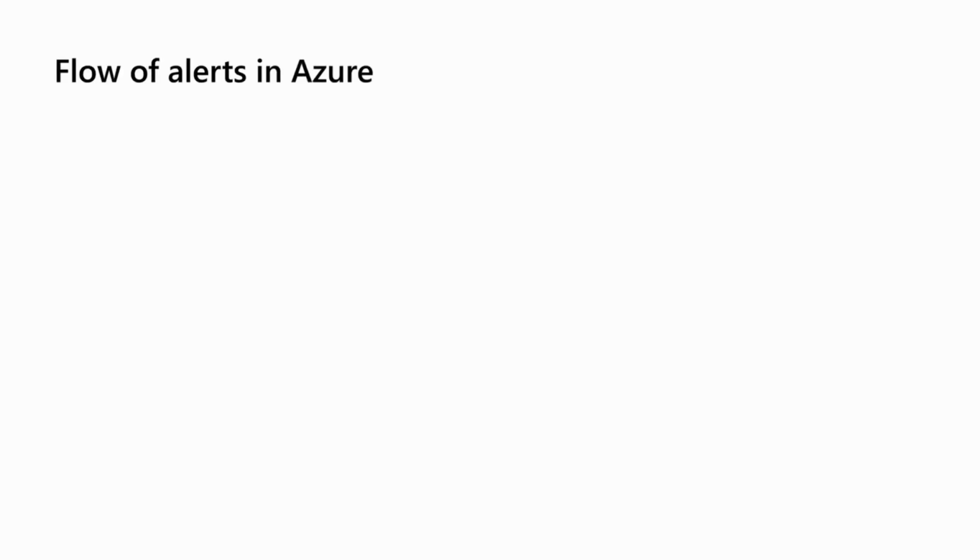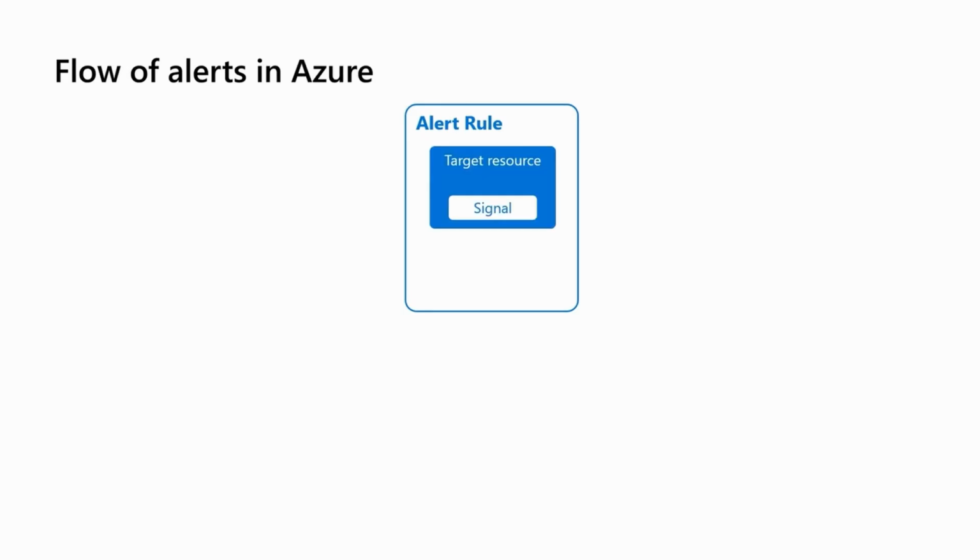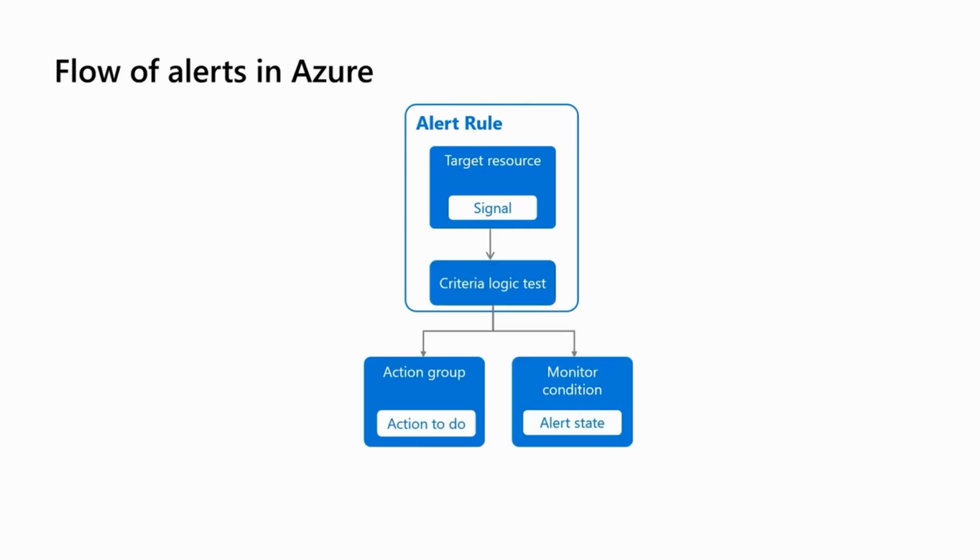Next, you were introduced to the flow of alerts in Azure. Alert rules are separated from alerts and the actions taken when an alert fires. The alert rule captures the target and the criteria for alerting and can be in an enabled or disabled state. Alerts only fire when enabled.